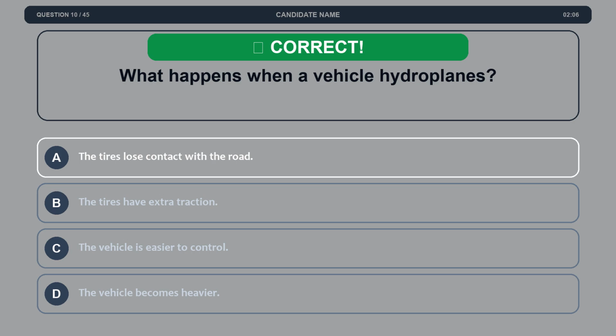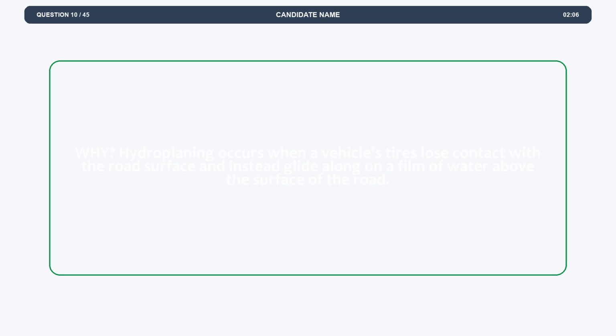The correct answer is option A. The tires lose contact with the road. Explanation. Hydroplaning occurs when a vehicle's tires lose contact with the road surface and instead glide along on a film of water above the surface of the road.